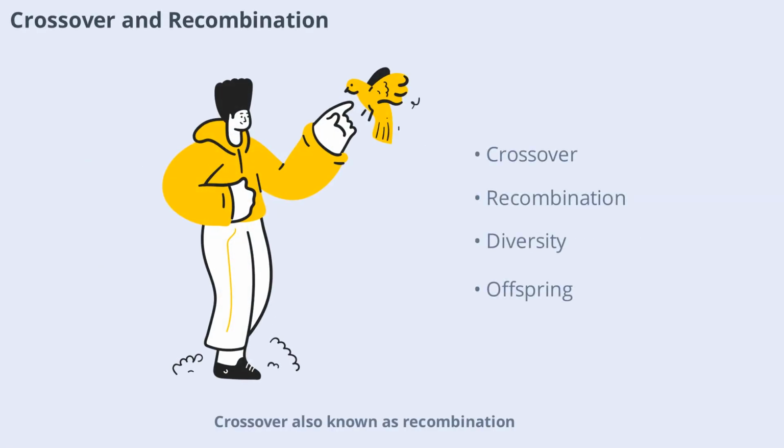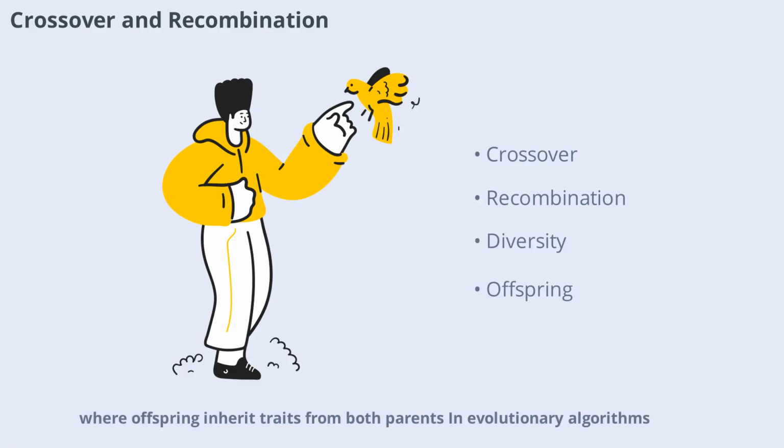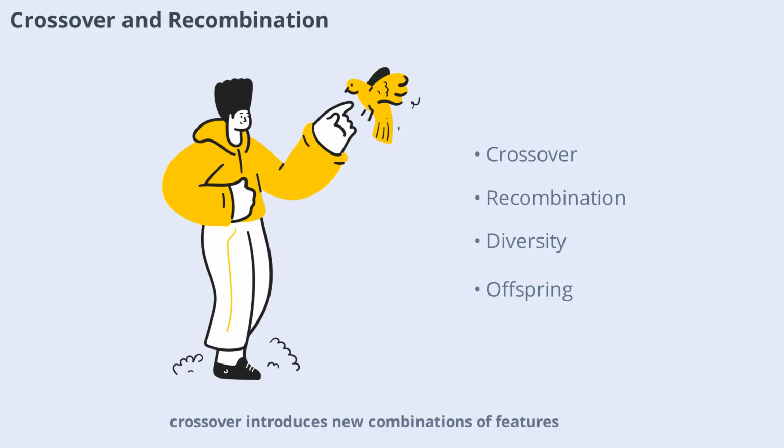Crossover, also known as recombination, is a genetic operator that combines features from two parent solutions to create offspring. This process mimics sexual reproduction in nature, where offspring inherit traits from both parents. In evolutionary algorithms, crossover introduces new combinations of features, promoting diversity and potentially leading to better solutions. This mechanism is especially useful in biological research for exploring a wide range of possibilities.